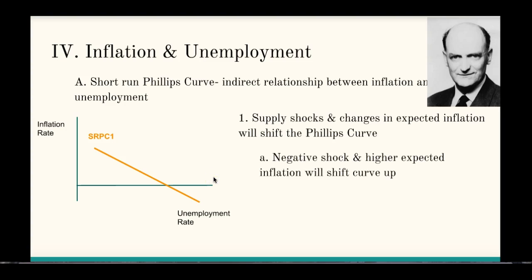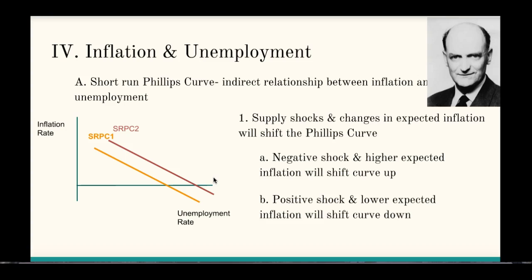So a negative supply shock and higher expected inflation will shift the curve up. So for example, here. And obviously a positive shock will lower expected inflation and will shift the curve down to here. So if you think about it, let's say we're starting with our orange line, our original line here. This is when we have 0% inflation. So this is our 0% inflation.